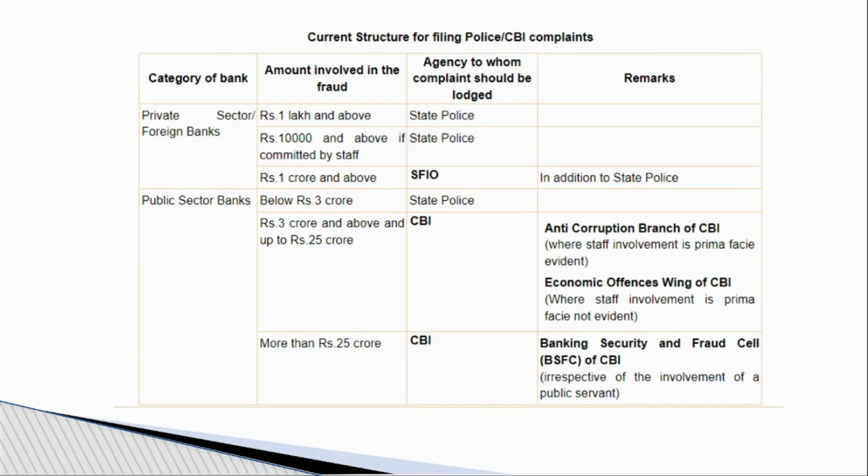So we have already discussed, it depends on the amount. Private sector and foreign banks, rupees 1 lakh and above, it will be state police. 10,000 if it is staff fraud, state police. 1 crore and above, SFIO. And if it is a public sector bank, below 3 crores, state police. More than 3 crores and less than 25 crores, CBI. And more than 25 crores, CBI and other departments: anti-corruption bureau, CBI economic offence wing, CBI bank security fraud cell. So if it is more than 25 crores, these are the norms for filing the case.